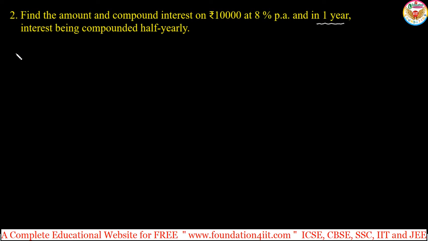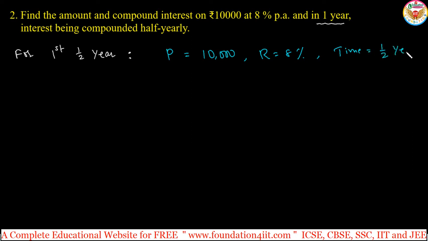So we can do the calculation in this way. For the first half year, because total is 1 year, we need to calculate the interest. In this problem, P is equal to 10,000 and R is equal to 8% per annum, but time is only half year, 1/2 year. Time should always be in years, don't consider months. 6 months is 1/2 year. We can take this in the interest.